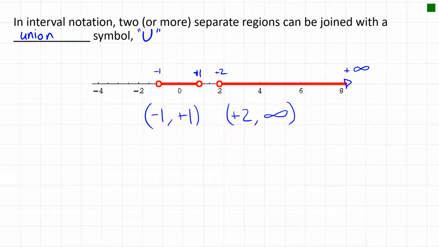And to show that the solution is these two separate regions, we just put this capital U between them, and that represents the combination of these separated regions.